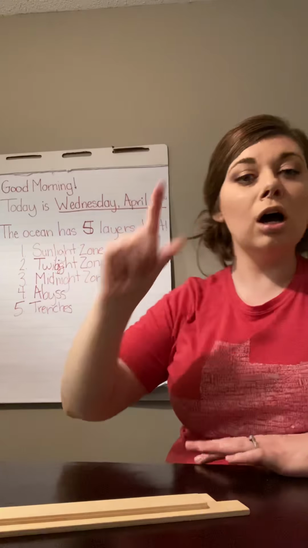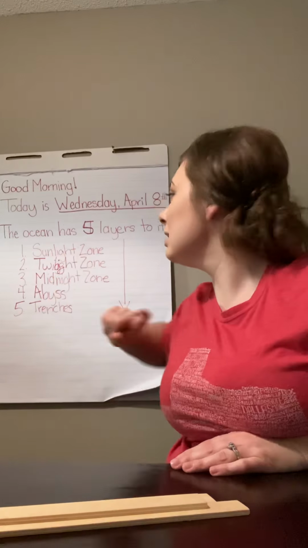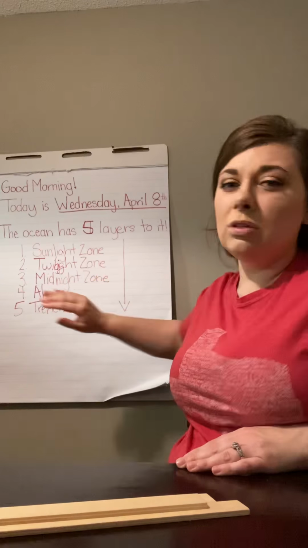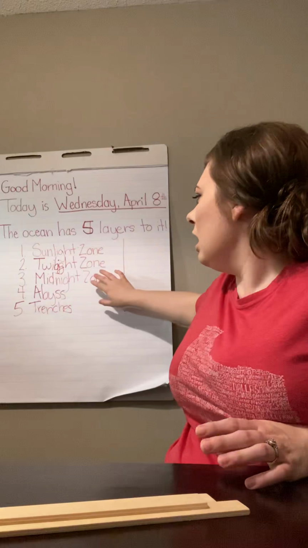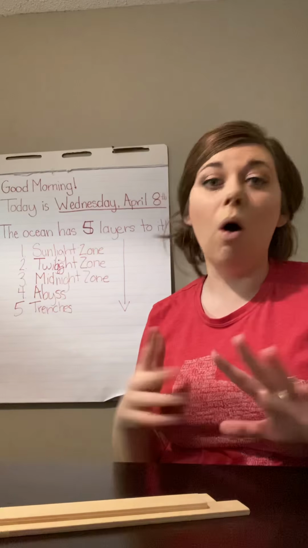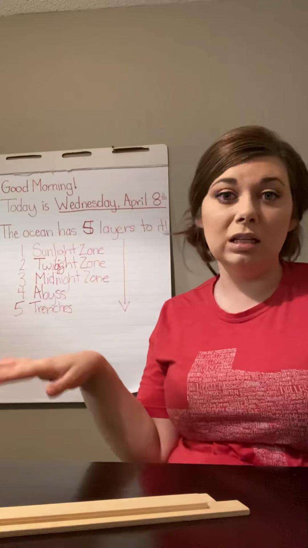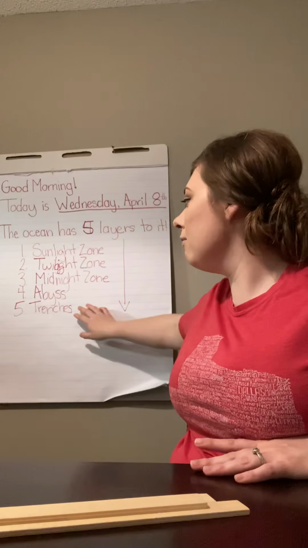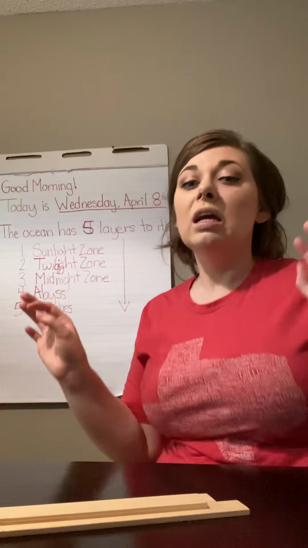The very top layer, which is where we swim and what we see, is the sunlight zone. Then there's the twilight zone, so it's a little bit darker. You don't see quite as much sunshine. Then there's the midnight zone, and you don't see very much sunshine at all. Then there's the abyss, and you don't see any sunshine. And then there's the very, very bottom, which is the trenches, and there's no sunshine.